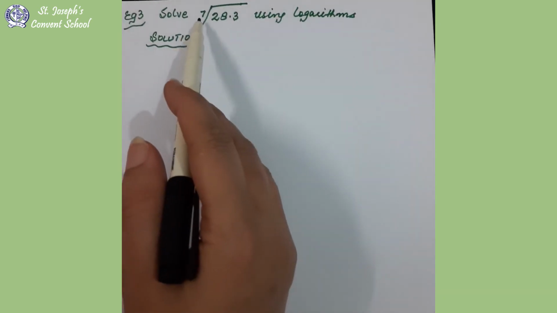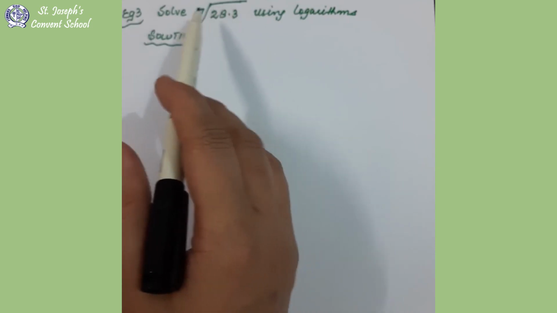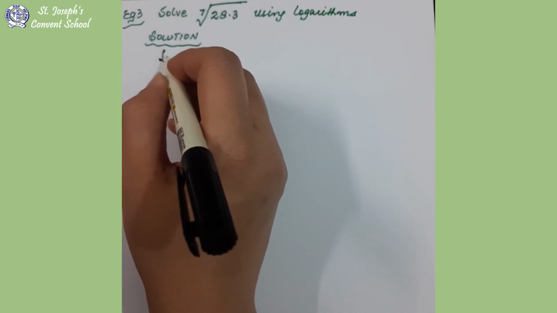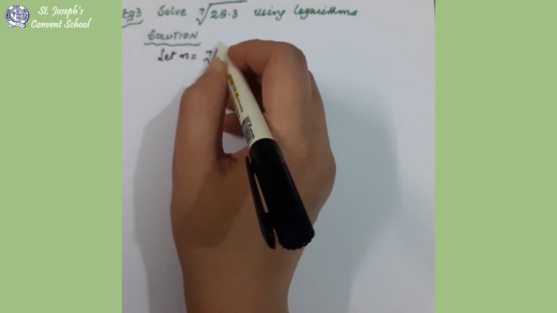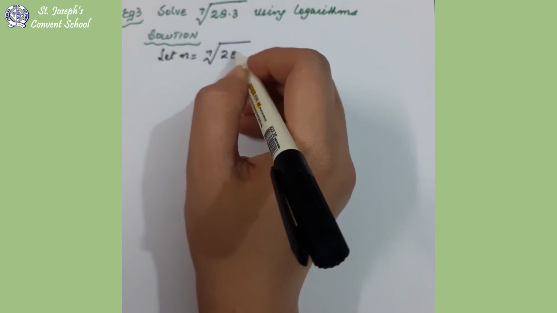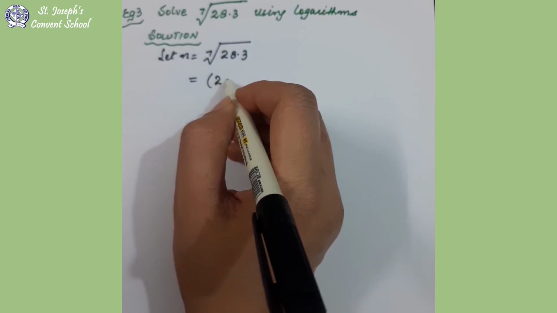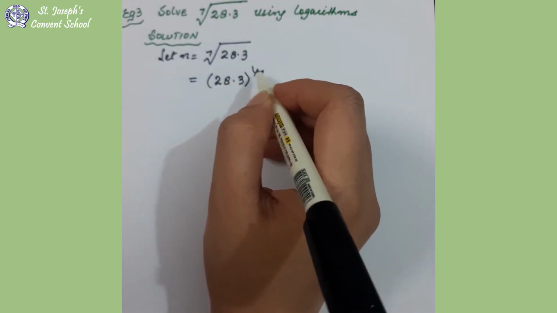Root is equal to 1 upon 2. If the index is not given, you will write 1 upon 2 in the power. But here you can see the index is given, so when you remove the root sign, you will write the whole power 1 upon 7. So the index will come. Same way you are going to solve. Suppose that n equals this question. Same steps: 28.3, and then you remove the root sign, so 28.3 power 1 upon 7.